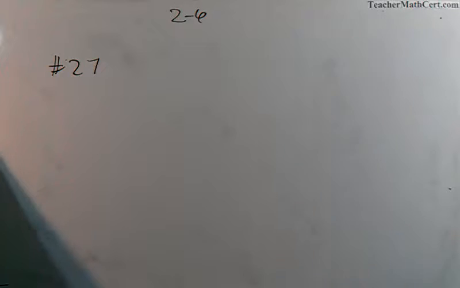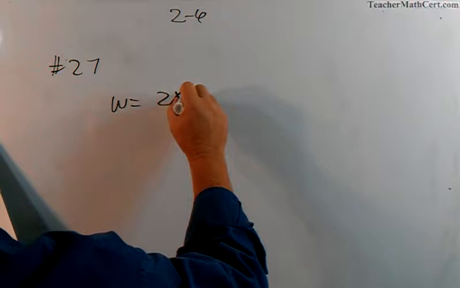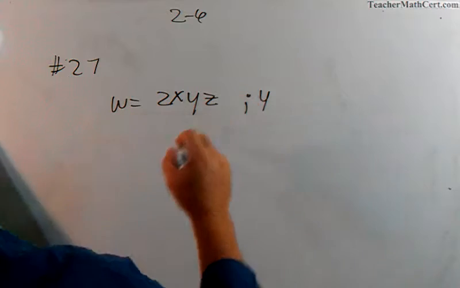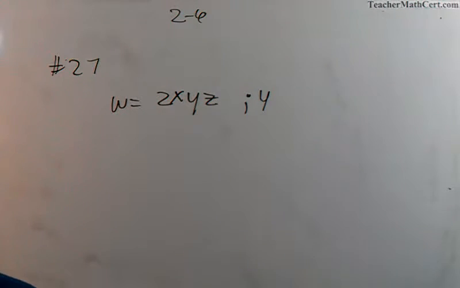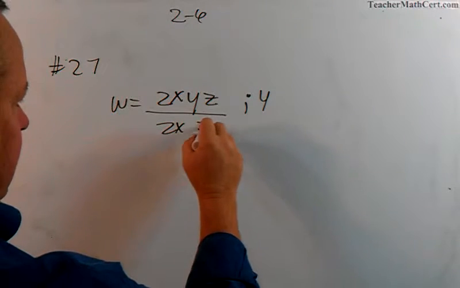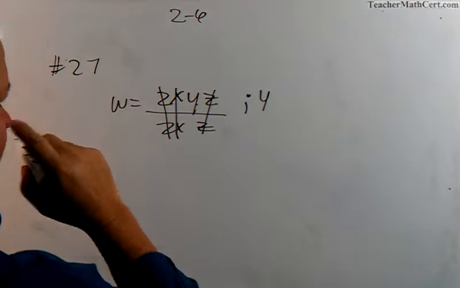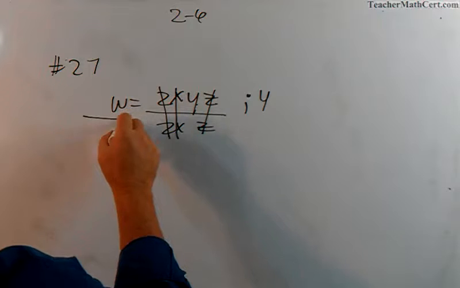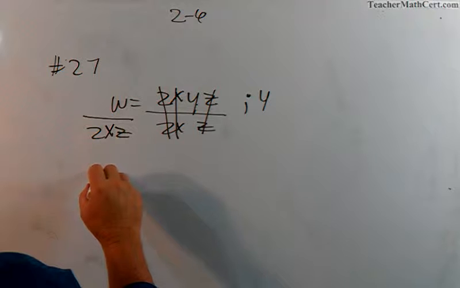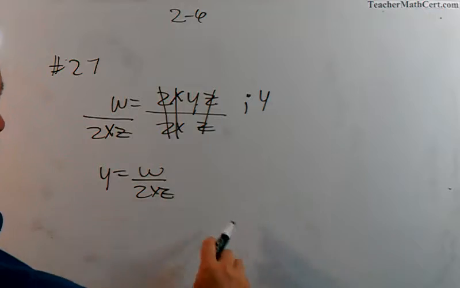Number 27. W is equal to 2xyz. Find y. Well, this is an easy one. We just divide by 2xz, right? The z's cancel, the x's cancel, the 2's cancel. We're left with y. What do we do to this side? We've got to do the other side. So we divide by 2xz. So the answer is y is equal to w divided by 2xz.